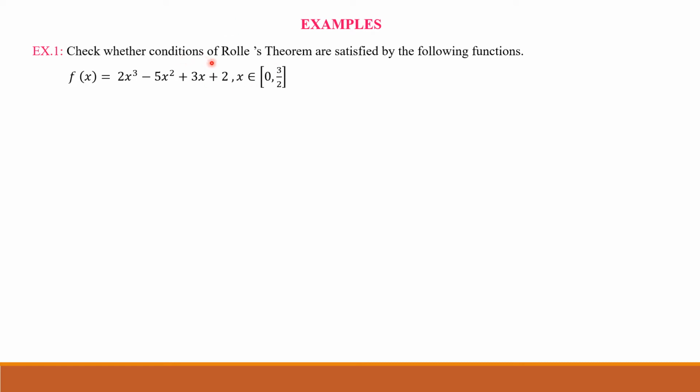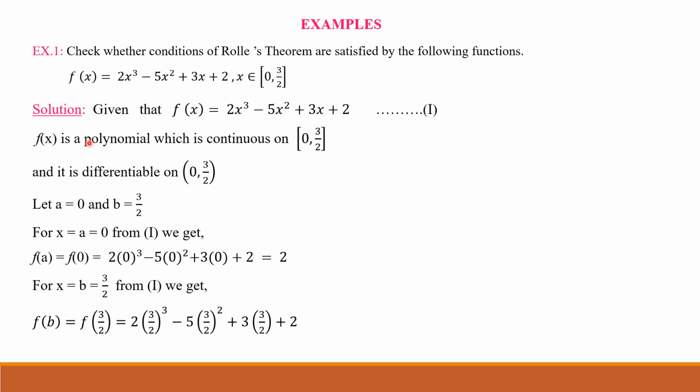Examples. Check whether conditions of Rolle's theorem are satisfied by the following function. F of x equal to 2x cubed minus 5x square plus 3x plus 2, x belongs to closed interval 0, 3 by 2. We know that three conditions. Solution. Given f of x equal to 2x cubed minus 5x square plus 3x plus 2, denoted by equation 1.